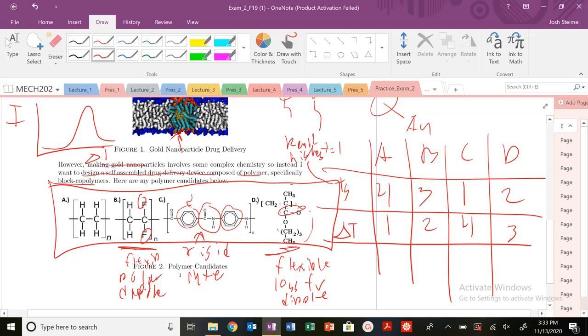Remember, rigid and high Tg have this inverse relationship. If I have a high Tg value, typically that means my molecule is more rigid. It's going to be easier to compact and basically put it in that structure.